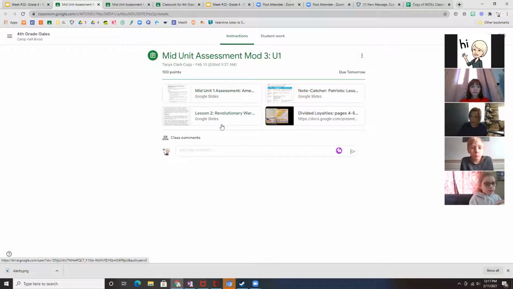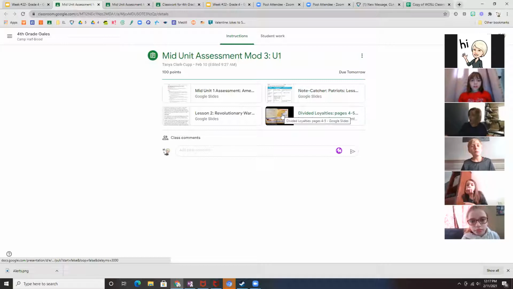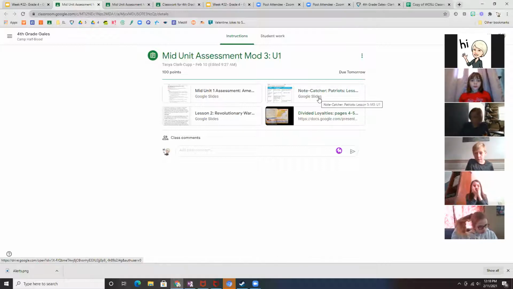Then right here, I have the reading that you guys did, Revolutionary War Part 1. And right here, I have the book, Divided Loyalties. I'm going to read pages 4 and 5 to you, which is the introduction, and it's right here if you have to go and access it, or if you like to read along while I'm reading aloud. Some people like to do that. All of these things are resources that you can use on your assessment, including the note catcher on Patriots that you filled in. These are the ones on mine. You'll see the ones that we did together.